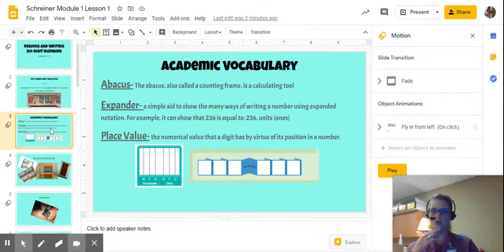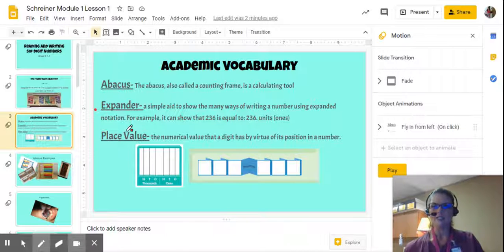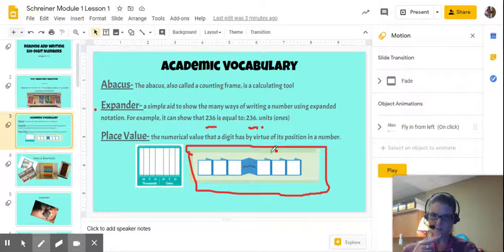So I'm going to jump right here to this slide, and we're going to actually look at the definition. If you look right here where it says expander, it is a simple aid to show the many ways of writing a number using expanded notation. For example, it can show that 236 is equal to 236 ones. And if we look down here at the bottom, we have this expander right here that I'm going to try to draw a square around. So we have an expander.